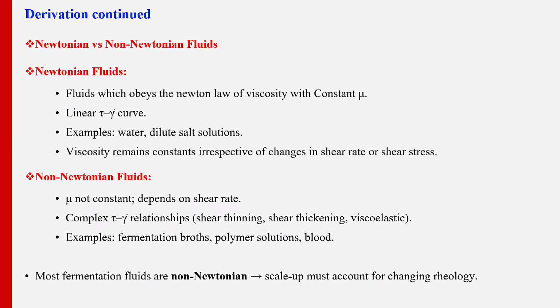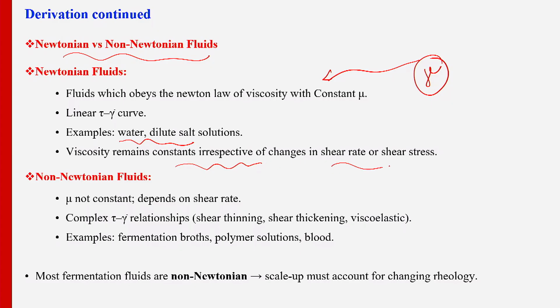And whatever we discussed about Newtonian versus non-Newtonian fluids, for Newtonian fluids mu is always constant. The best examples of Newtonian fluids are water and some dilute salt solutions. Viscosity remains constant whether the shear rate is changing or not, so we always treat those as Newtonian fluids. But most of the liquids are non-Newtonian fluids only.